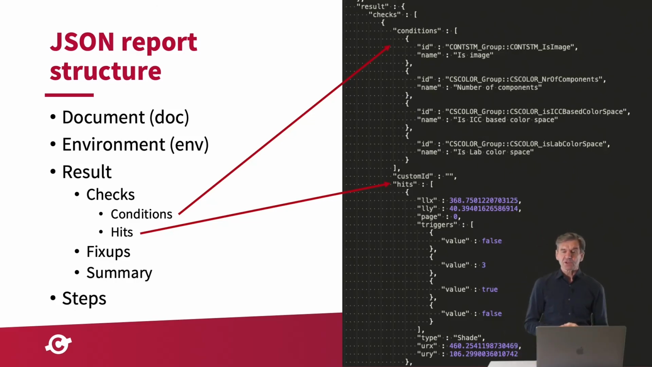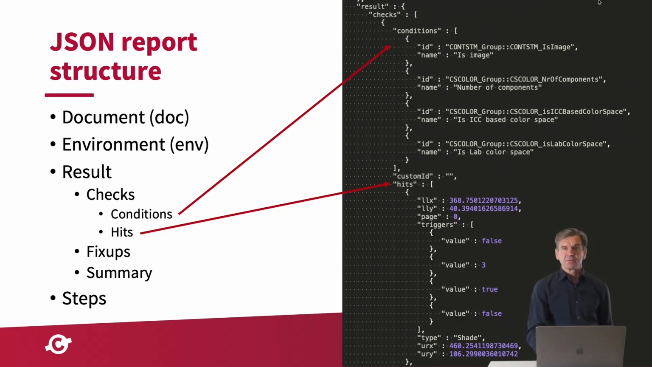The internal structure we've also briefly seen. There is a document section with all the metadata. As we saw, there is an environment section that tells you a little about the environment, the hardware, the operating system version, and so on, on which pdfToolbox was running. And then there is probably the most important part, the results part, where you can find information about the checks that triggered hits. Here we see a number of conditions that were combined into a check: the number of components that the image has, whether it's Lab color, and so forth.